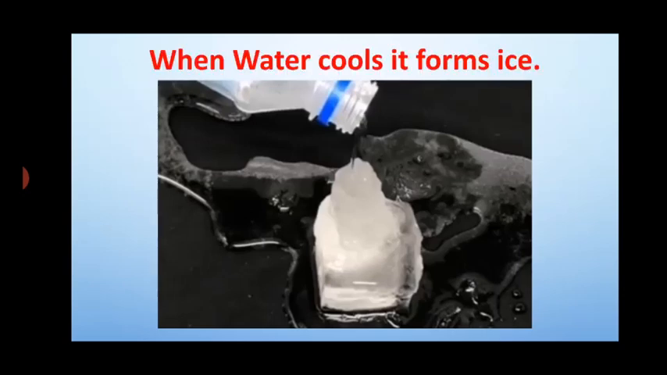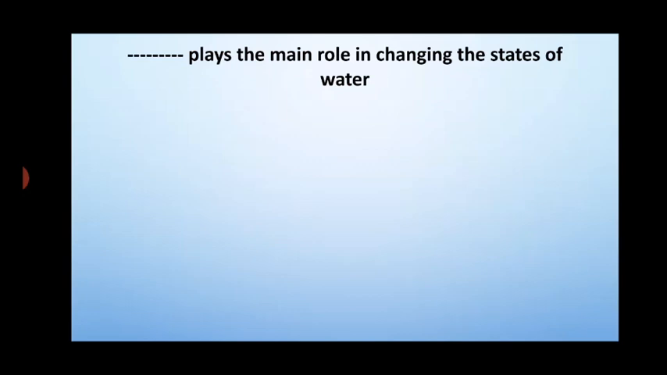So what plays a main role in changing the states of water? What do you think? Which is the thing that plays the main role in changing the states of water? Yes, it is heat. So you give heat to water, the state changes. You take away heat. When you take away heat, what are you doing? You are cooling something. Okay, the state of water will change.